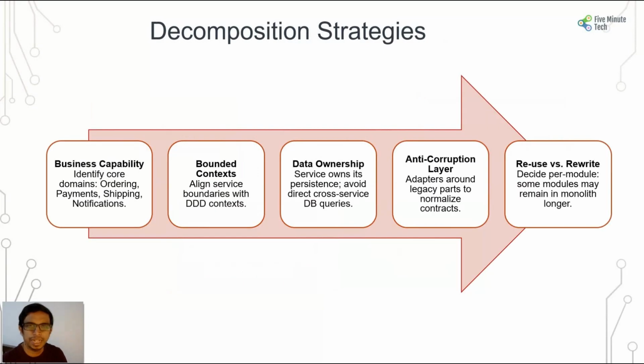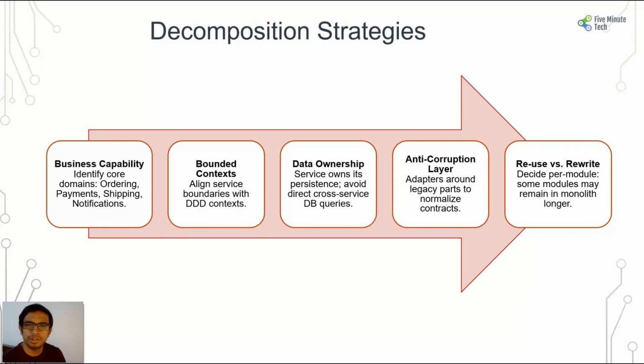Now, the decomposition strategies we'll be using to decompose a monolith into microservices start with business capability. We need to identify the core domains, which are the main areas or implementation modules. For example, ordering, payment, shipping, and notification in the shopping context. And then we have the bounded context, wherein we align the service boundaries with the domain-driven design context. For example, what is a specific bounded context in which we can define a specific service which can live independently of each other and can also be deployed and maintained independently.